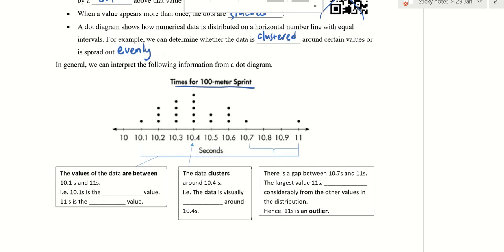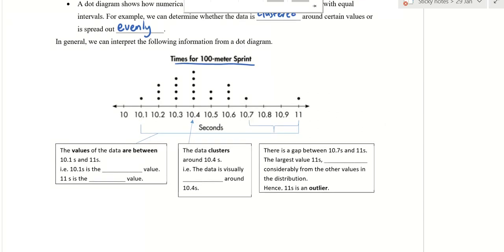In this case, we can see that the values of the data are between 10.1 and 11. 10.1 is the minimum, while 11 is the maximum value. If you remember, range is found by taking maximum minus minimum. So our range here is 0.9 with the unit seconds. That's if you're asked to find the range value.